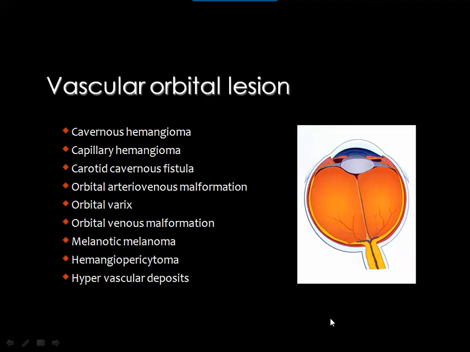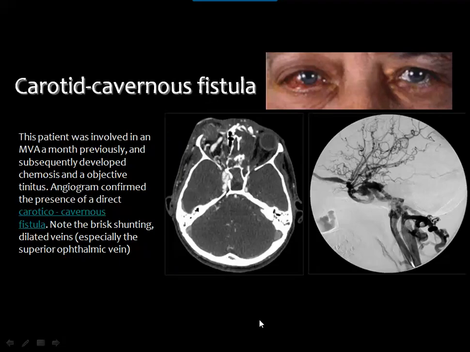Then what is the differential diagnosis of vascular lesions inside the orbit? We have mentioned the cavernous hemangioma, which is a well-defined homogeneously enhanced lesion in adults. The capillary hemangioma, which is an ill-defined lesion strongly enhancing in children. The carotid cavernous fistula, I'll mention, orbital arteriovenous malformation, orbital varix, orbital venous malformation, melanotic melanoma we have mentioned, hemangiopericytoma, and hypervascular metastatic deposits.